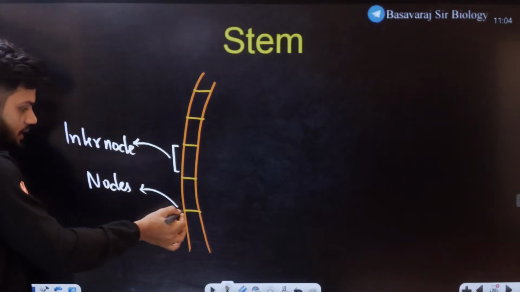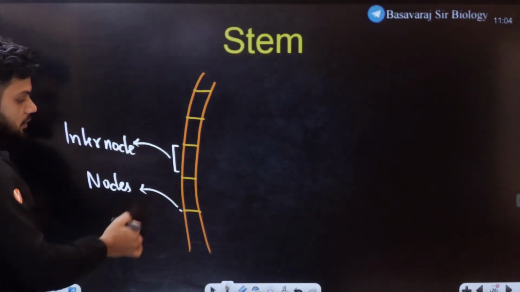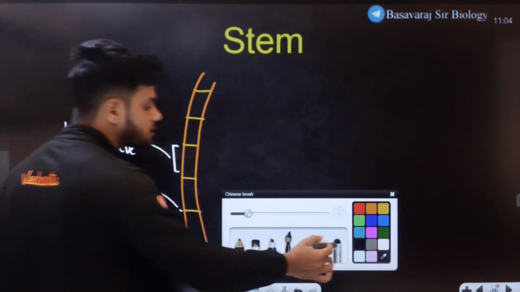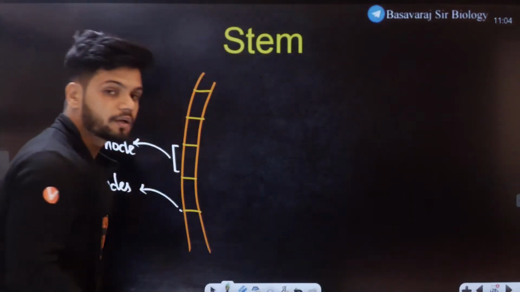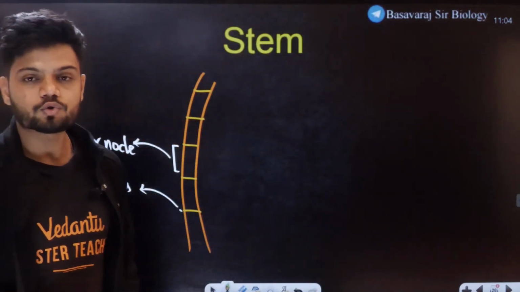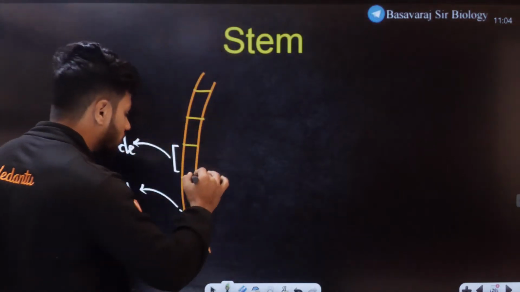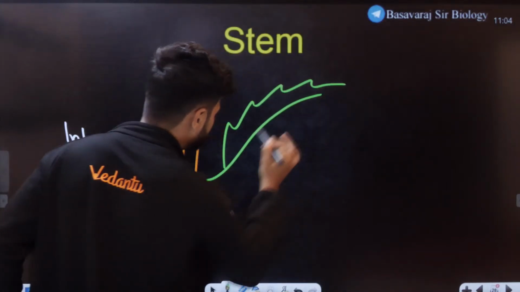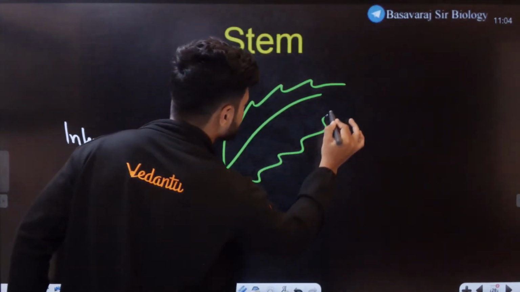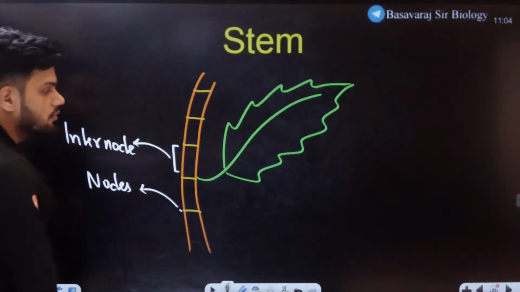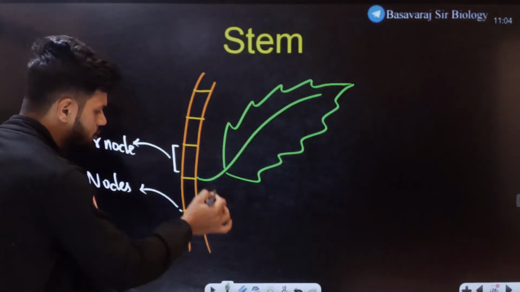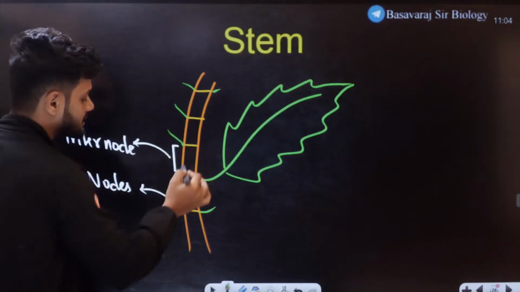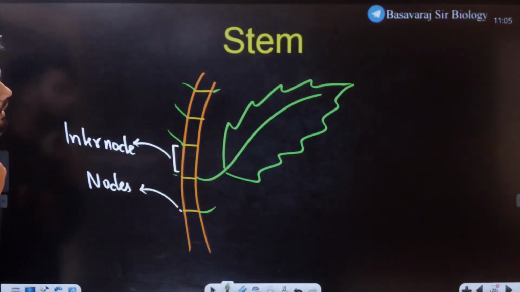Internode. This is a node, this is an internode. Now you might ask me, sir, what is so special about node? What is so special about nodal region? Because students, this is the nodal region where the leaf will arise from. So from this nodal region right here, we can see the development of leaf or leaves in many cases. Can you see? Leaf is developing from the nodal region. Everywhere. From this node, everywhere they can arise. Leaves can arise from the nodal region.